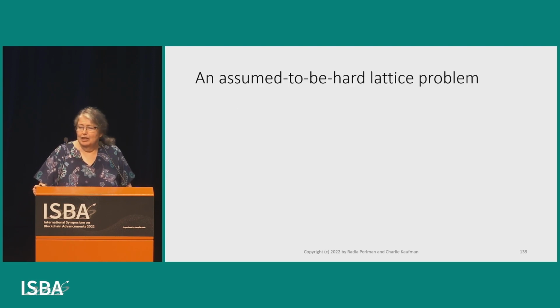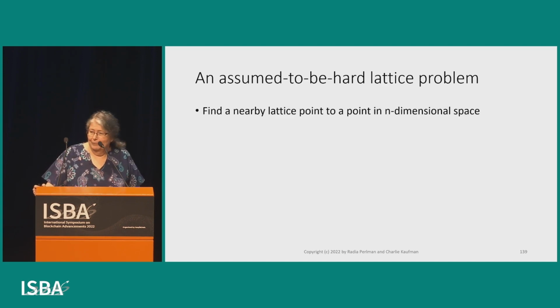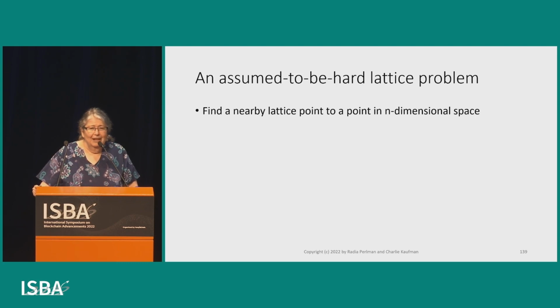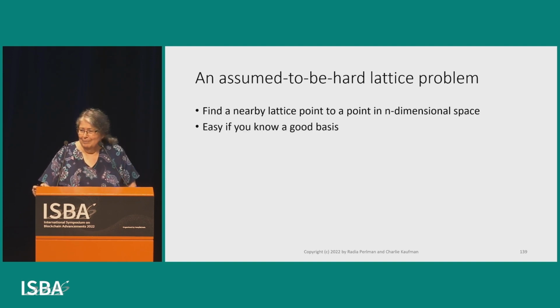So here's an assumed-to-be-hard lattice problem: if I give you n coordinates, a random point in n-dimensional space, which is just n numbers, find a nearby lattice point. That's assumed to be hard if you don't know a good basis. If you only know a bad basis with the big basis vectors, you can't find a nearby lattice point. But if you know a good basis, you can find a nearby lattice point. So just believe that that is something you can do with a good basis and can't with a bad basis.